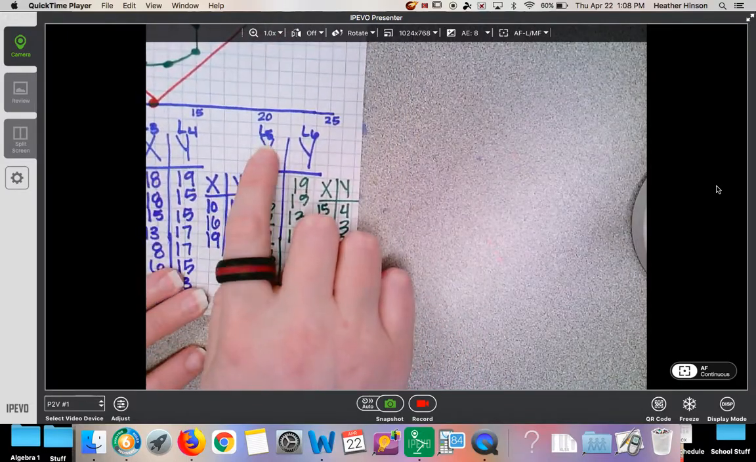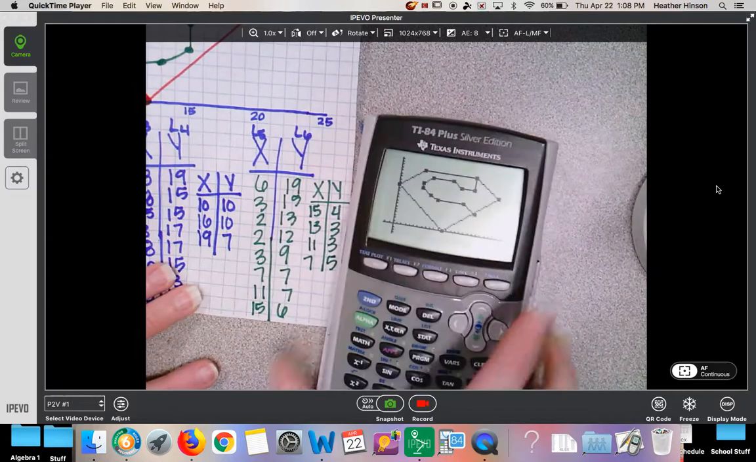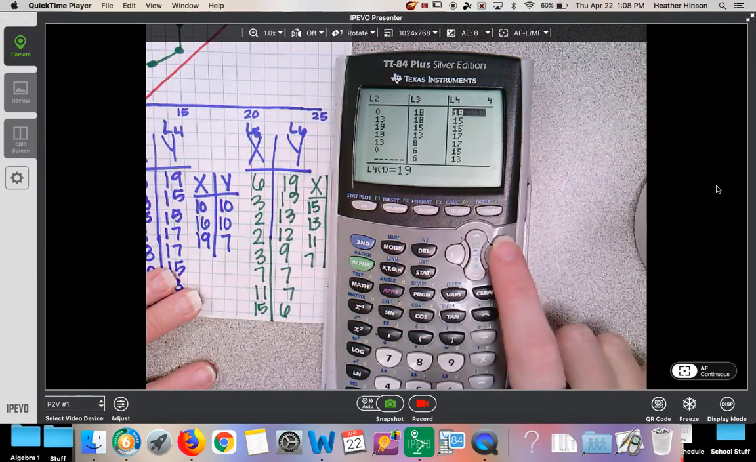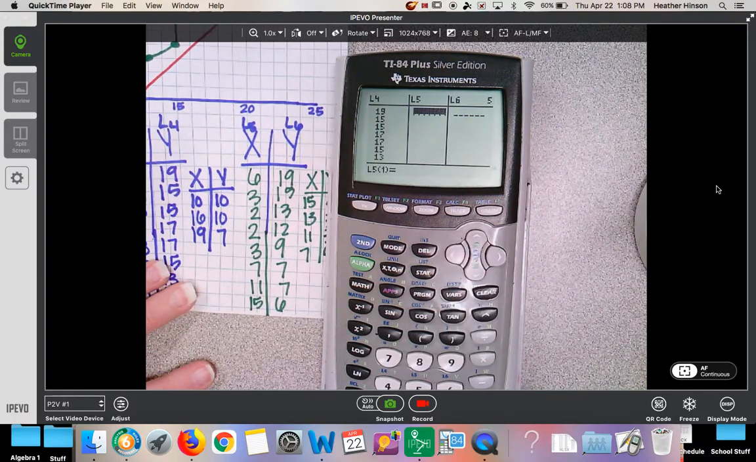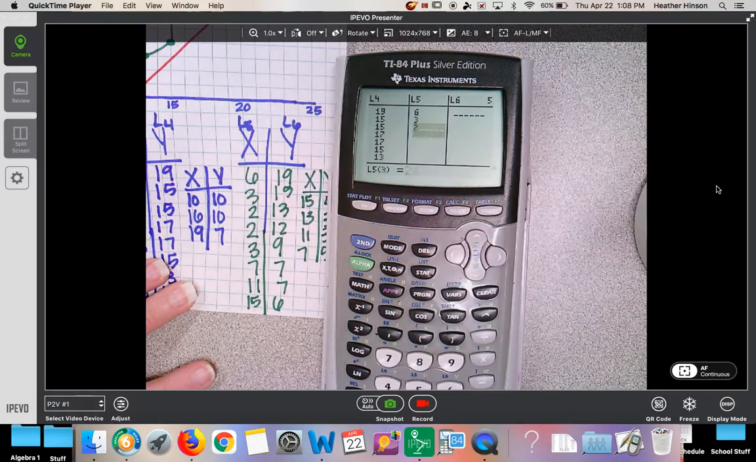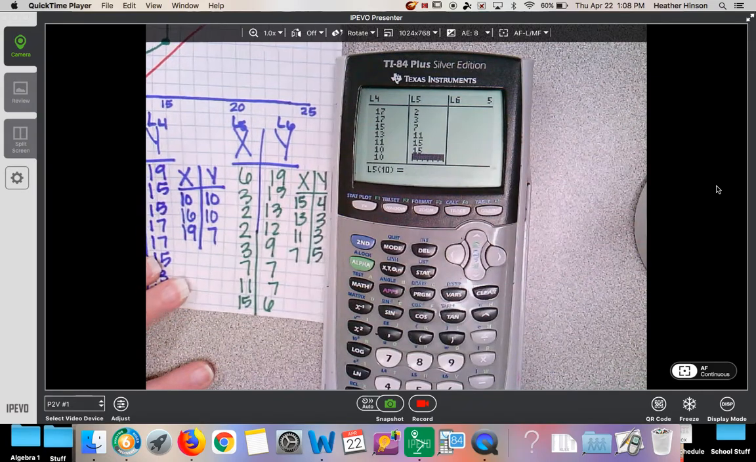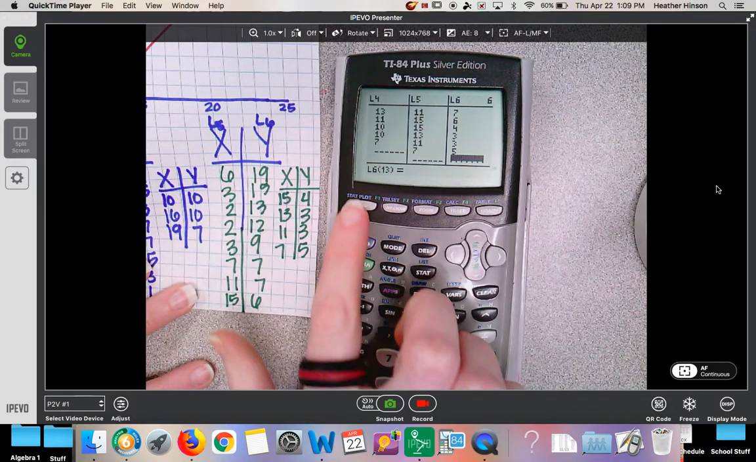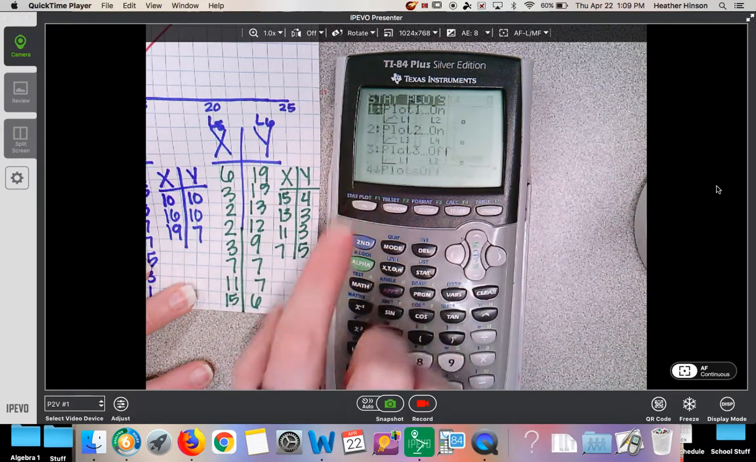So now I'm going to plug that into L5 and L6. So I'm going to go back to Stat. I'm going to edit. I'm going to scroll over to L5 and L6. So 6, 3, 2, 2, 3, 7, 11, 15, 15, 13, 11, 7. 19, 15, 13, 12, 9, 7, 7, 6, 4, 3, 3, 5. So I can go back to second, Y equals.